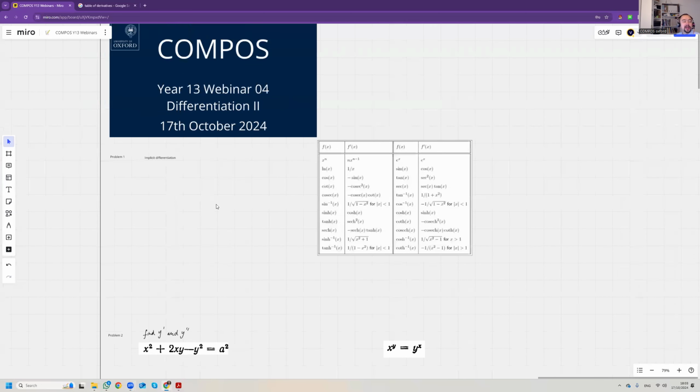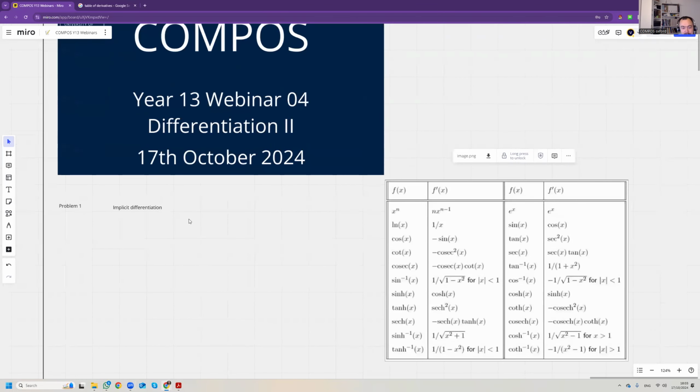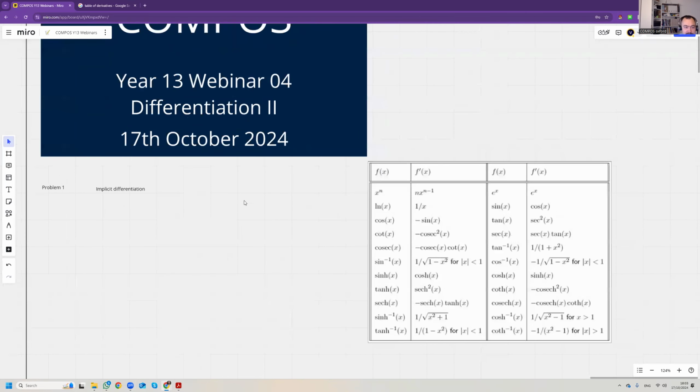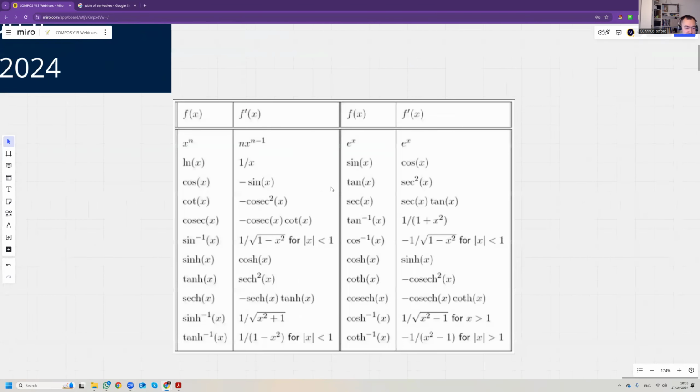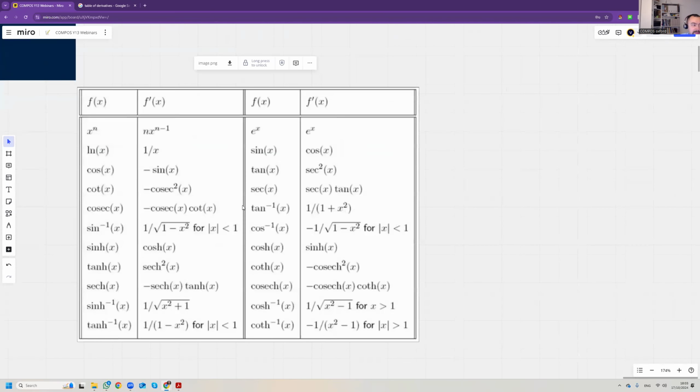Okay, so let's jump into it. Implicit differentiation. When you look at the table of derivatives, this is probably familiar to you. You don't have to know all the functions, but actually, you can rewrite every single equation to account for implicit differentiation or just the chain rule.